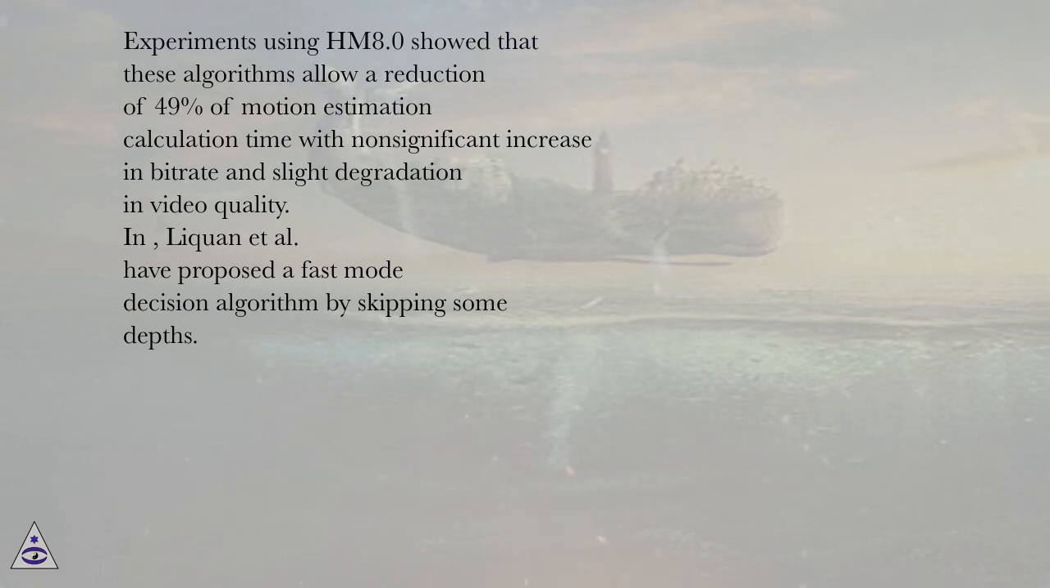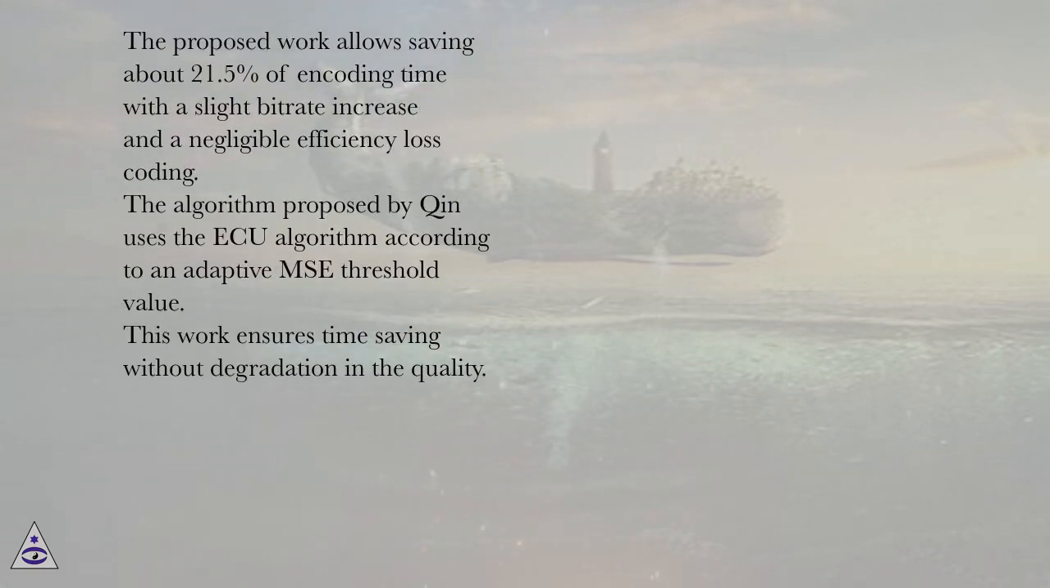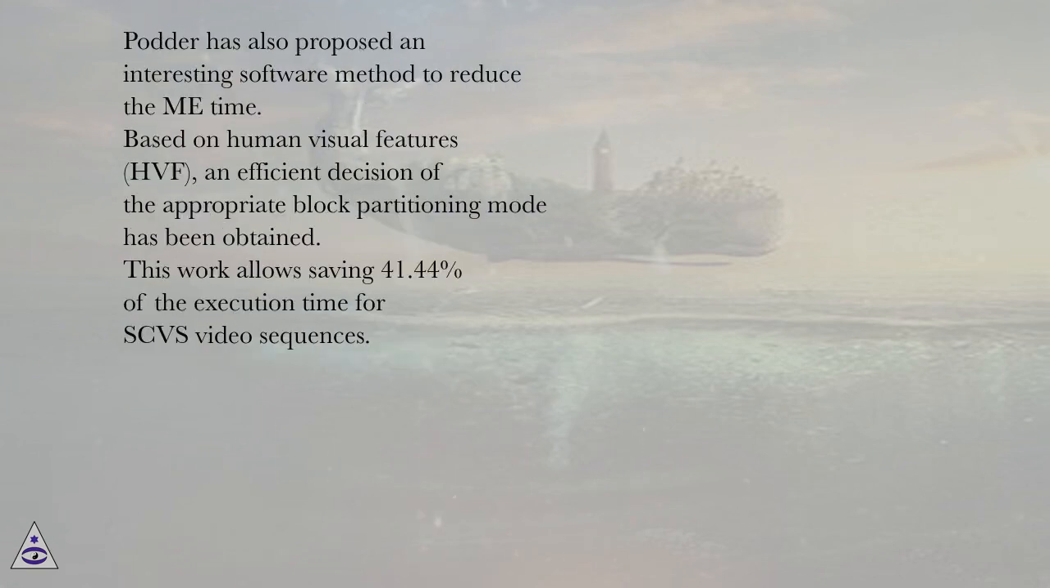Leakin et al. have proposed a fast mode decision algorithm by skipping some depths. The proposed work allows saving about 21.5% of encoding time with a slight bitrate increase and a negligible efficiency loss in coding. The algorithm proposed by Chin uses the ECU algorithm according to an adaptive MSE threshold value. This work ensures time saving without degradation in the quality. Potter has also proposed an interesting software method to reduce the ME time. Based on human visual features, HVF, an efficient decision of the appropriate block partitioning mode has been obtained. This work allows saving 41.44% of the execution time for SCVS video sequences.